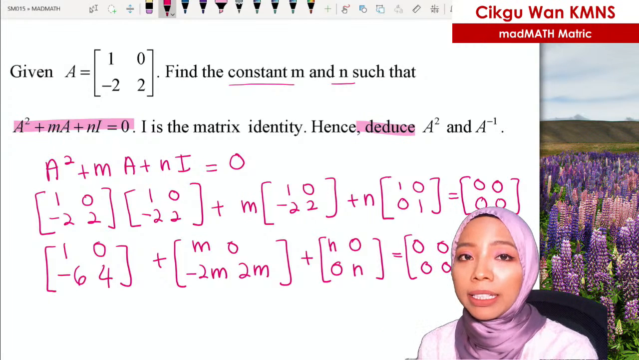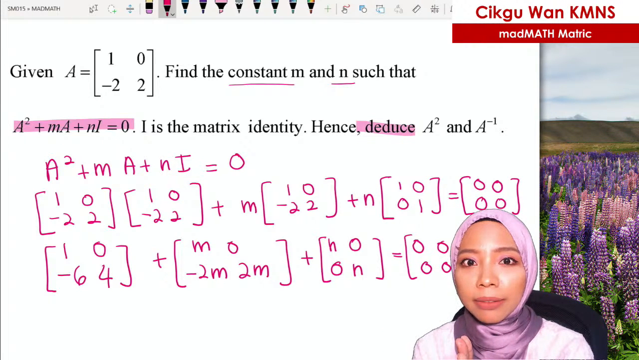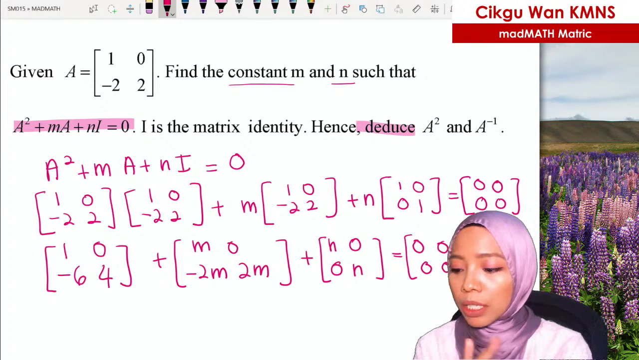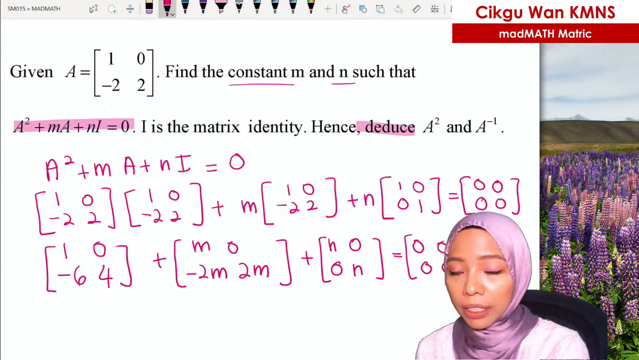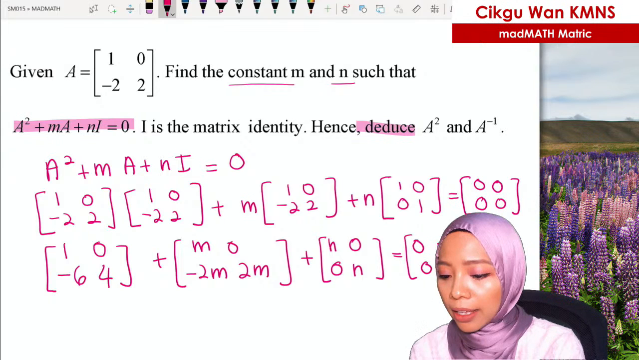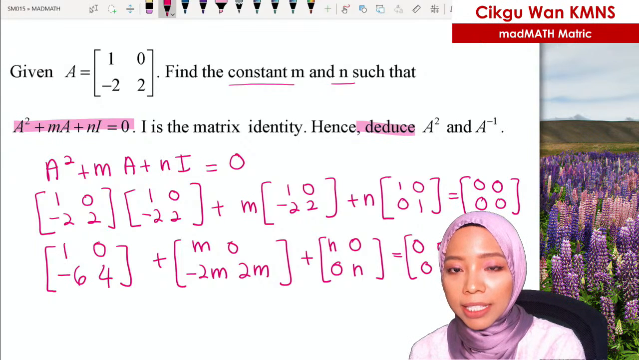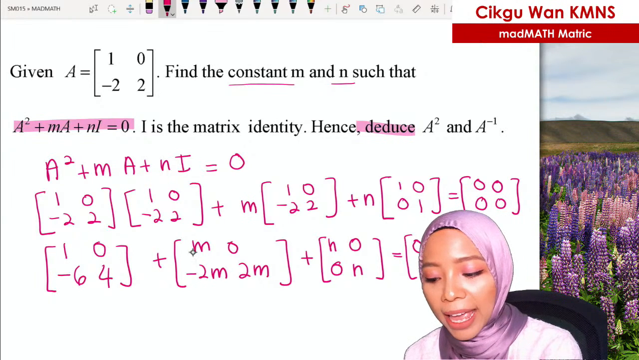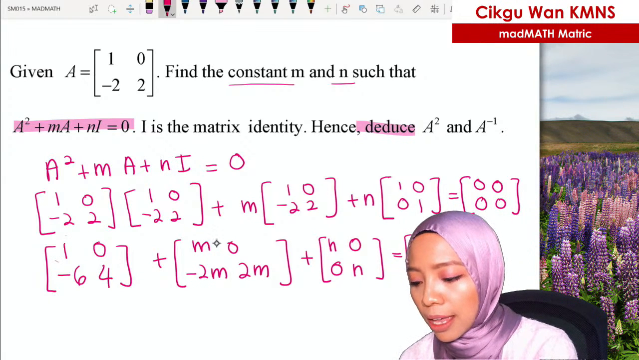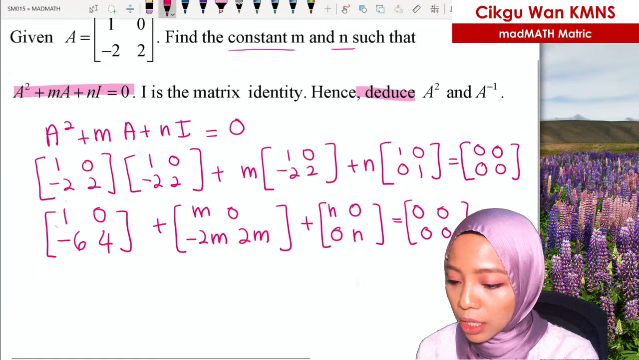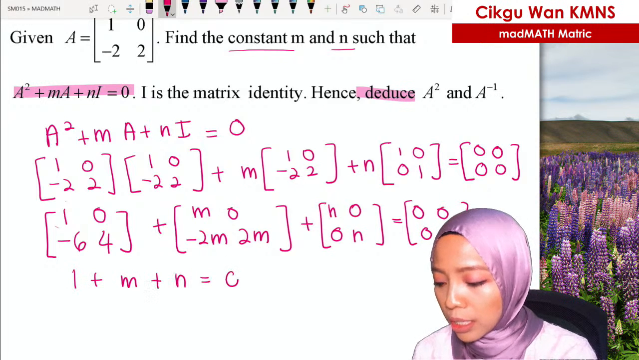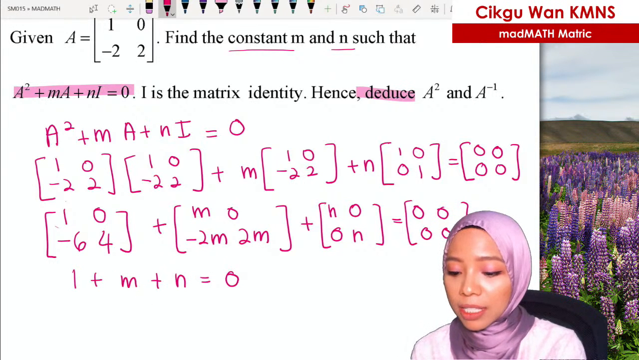Okay. So, sekarang kita nak buat addition. Please speak in English. Okay, I try as much as I can. Alright. So we are going to add all the equation. So the element at the first row, first column have to add with the first and second row. Here plus m plus n. So the equation that we get here is 1 plus m plus n equals to 0. That is what I get from the first element.